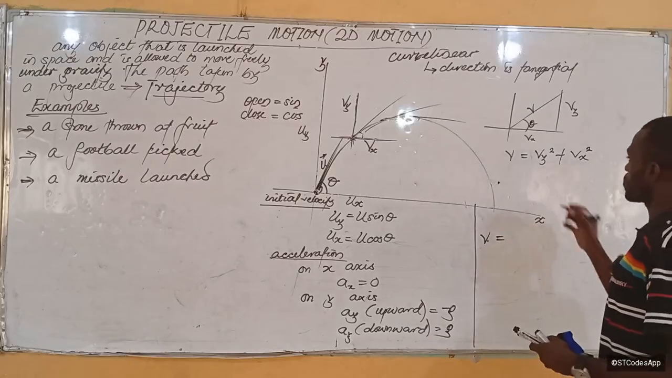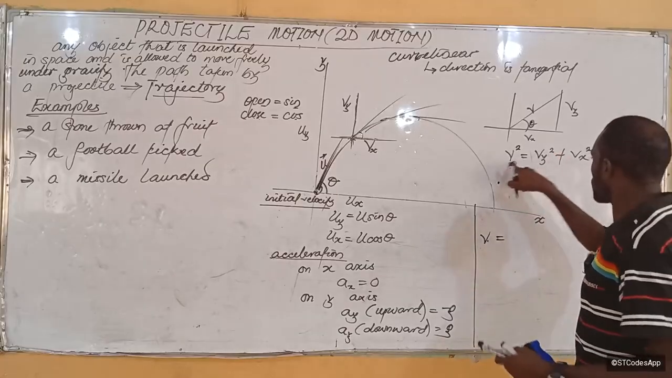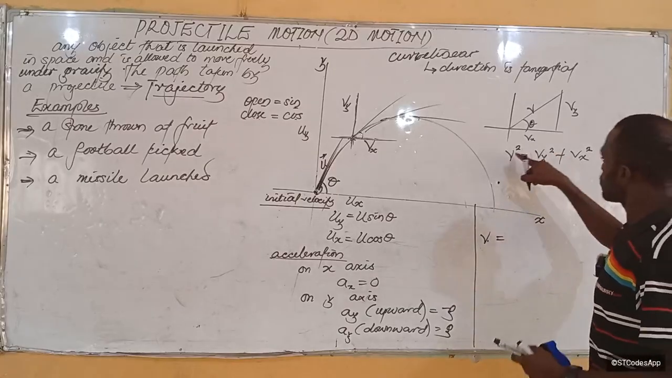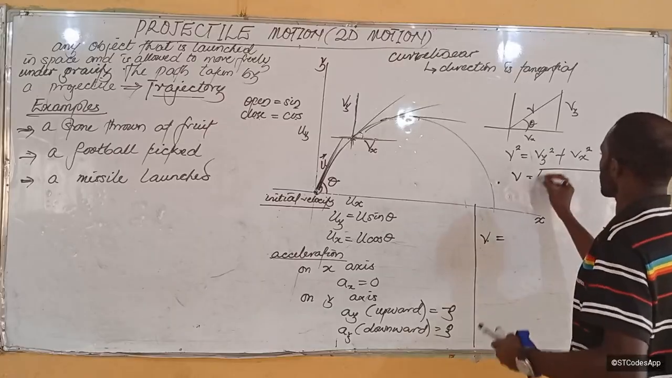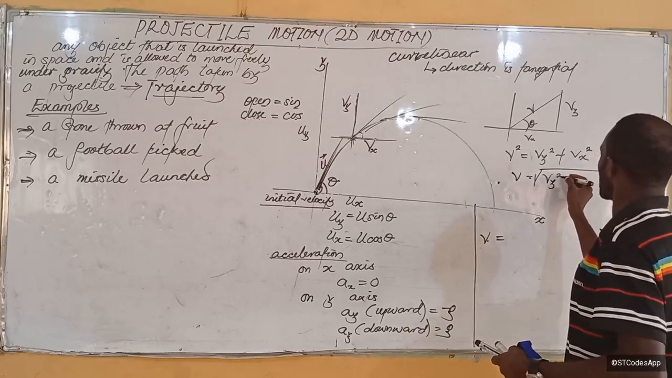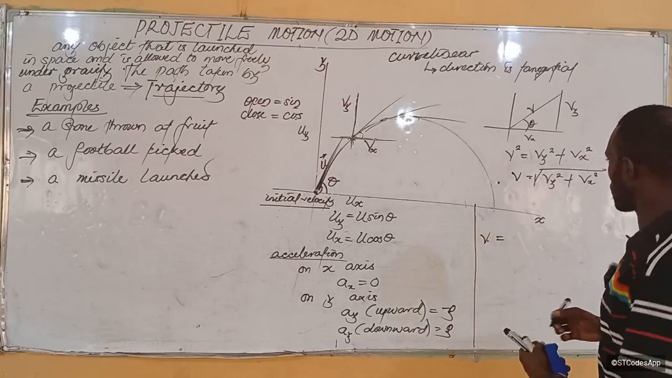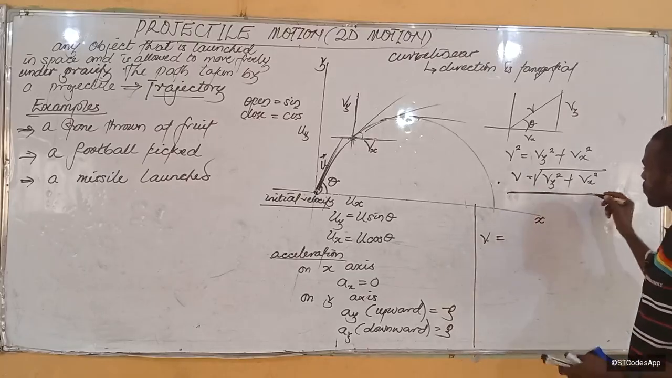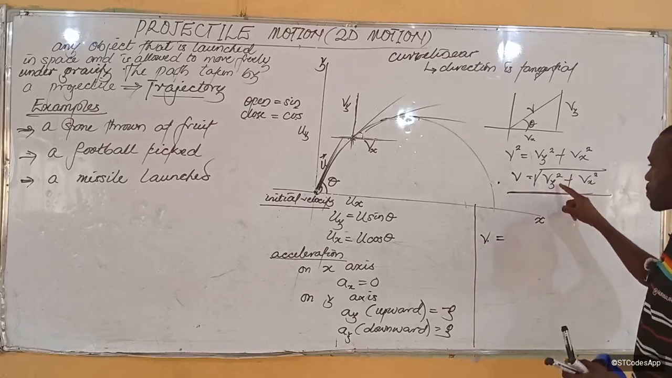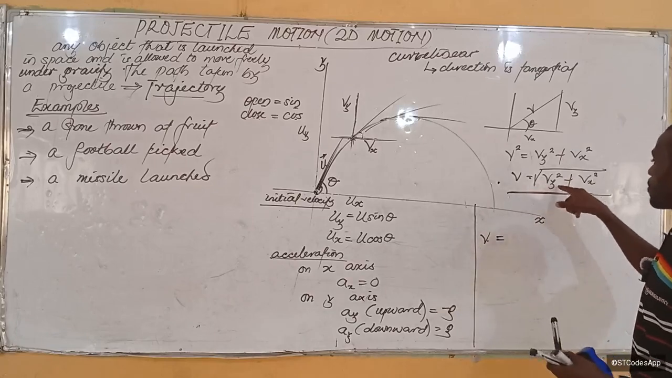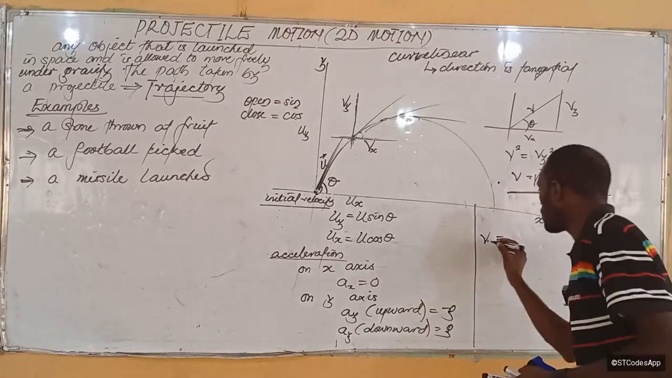Is that clear? So v squared is equal to v sub y squared plus v sub x squared. V squared, is that clear? So v therefore becomes the square root of v sub y squared plus v sub x squared. And we first need what the value of this will be. So what will be the v sub y?